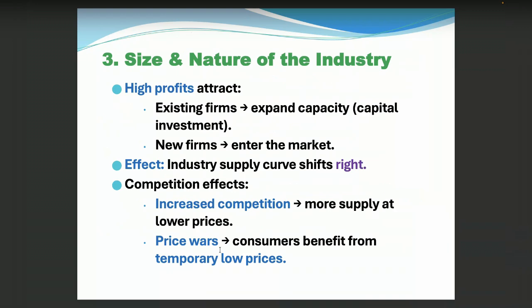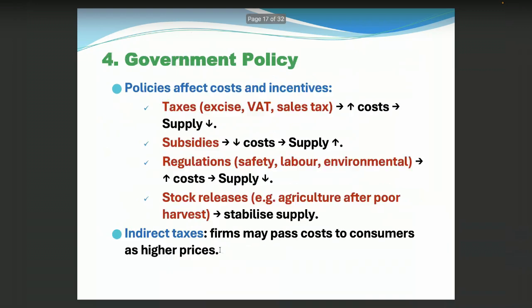The bigger the industry, basically the more you can expand. And then government policies: higher taxes mean higher costs, lowering your supply. But if it's lower taxes, then it will be higher supply. Subsidies, again, will help you lower your costs and increase your supply.